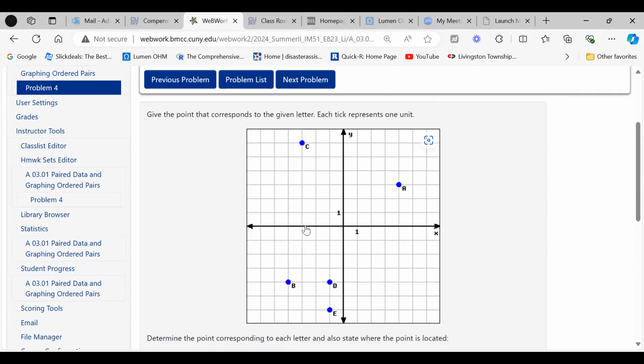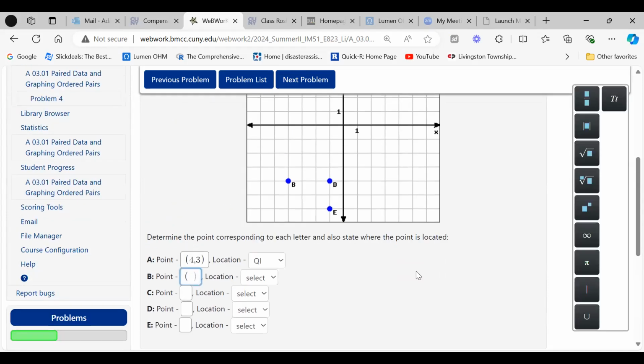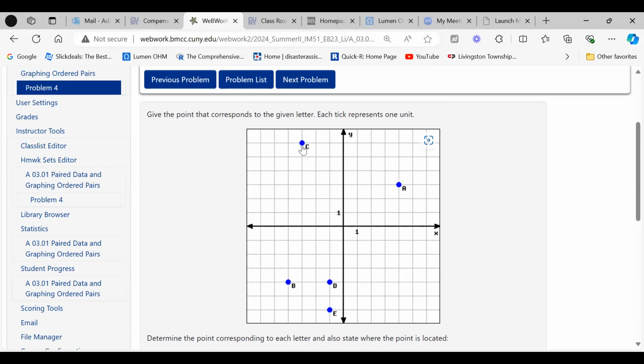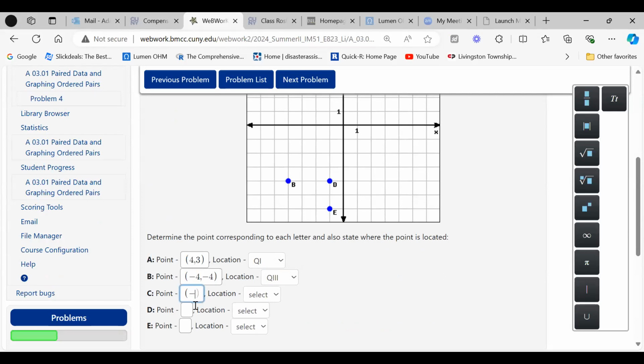It's 1, 2, 3, 4, -4. Wait, hold on. -4, and then 1, 2, -4. Yep, very good. And it's located in the third quadrant. Perfect. Quadrant 3. Good work. And then how about point C? 1, 2, 3, -3, and then 1, 2, 3, 4, 5, 6, +6. And then that's in the second quadrant.